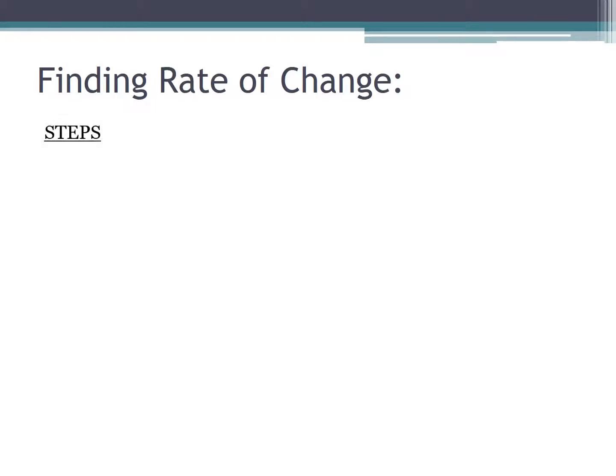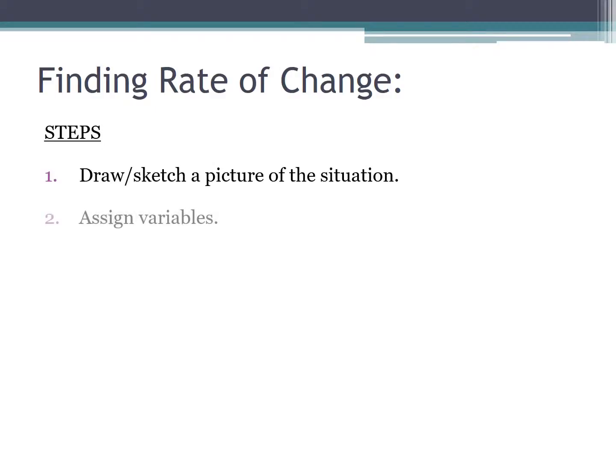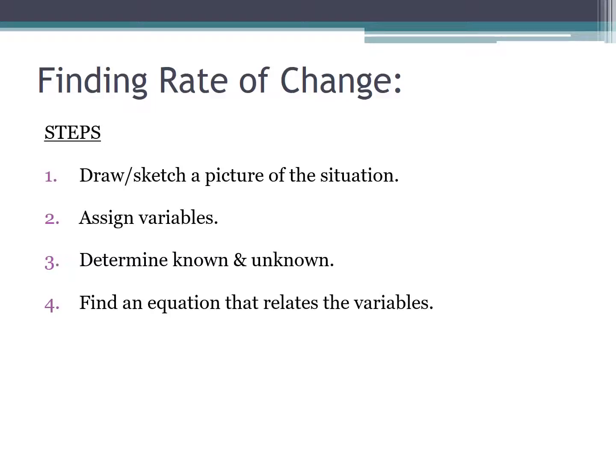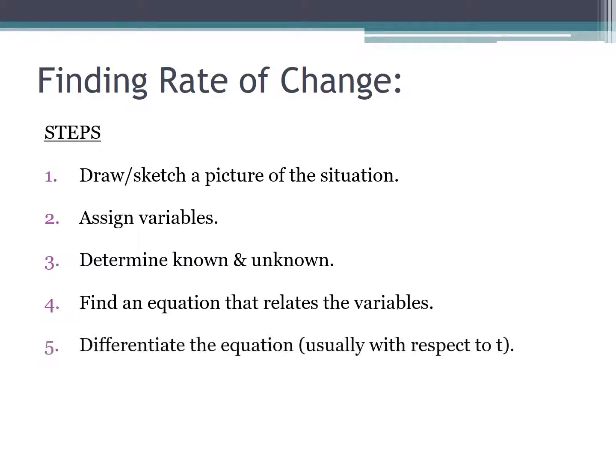To find the rate of change, we can look at each of the 7 steps. We can draw a sketch or a picture of the situation, assign variables, determine what we know and what we don't know, find an equation that relates the variables, and use the differentiation of the equation, usually with respect to t, to find the unknown rate of change.